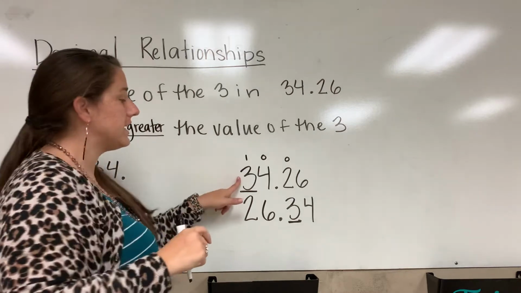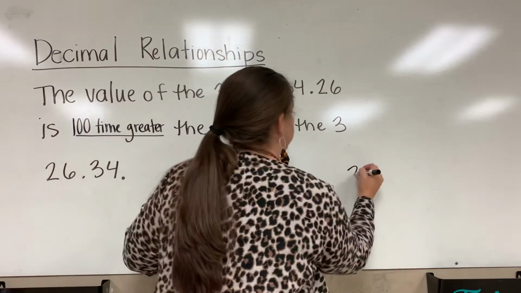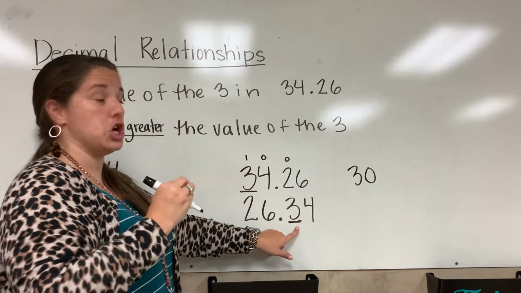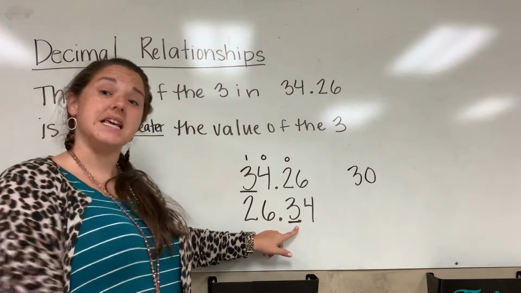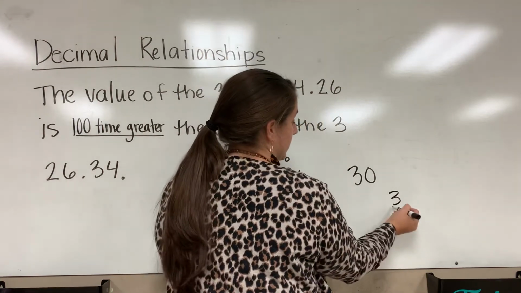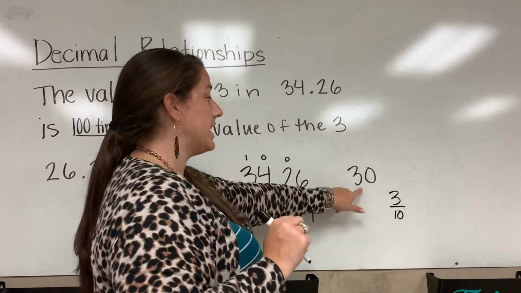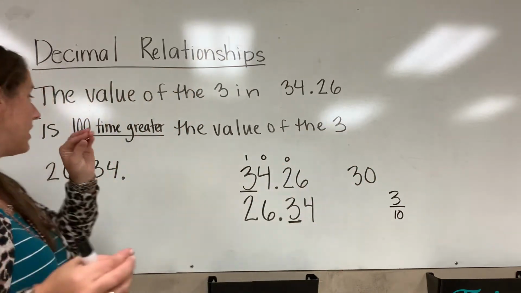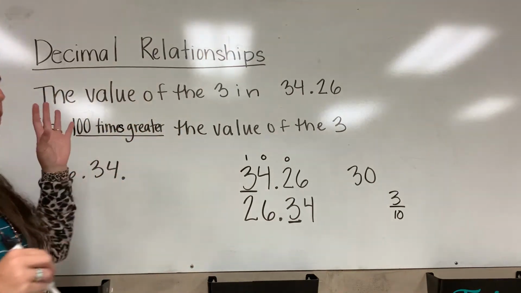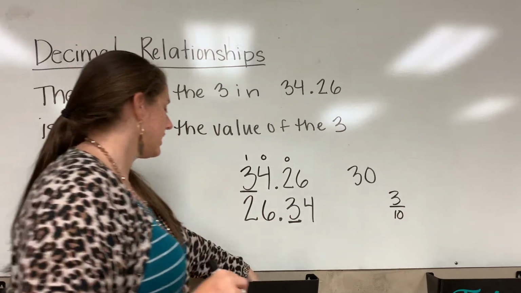Okay, so if I were to look at this value, this 3 is 30 because it's a whole number. This 3 is not a whole number, it's actually 3/10. So it's over here. It's actually 3/10. Okay? So this number is 300 times, not 300, excuse me. It's 100 times greater than 3/10. Okay? Let's look at another one.